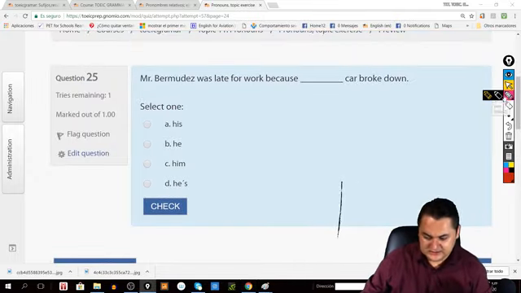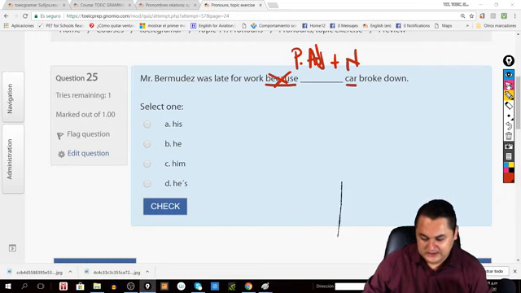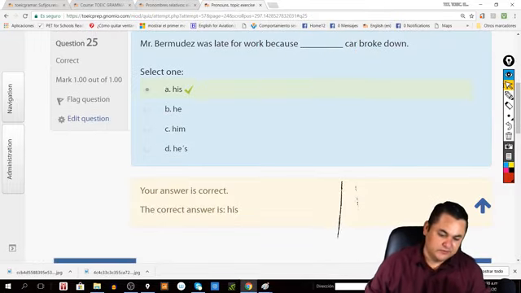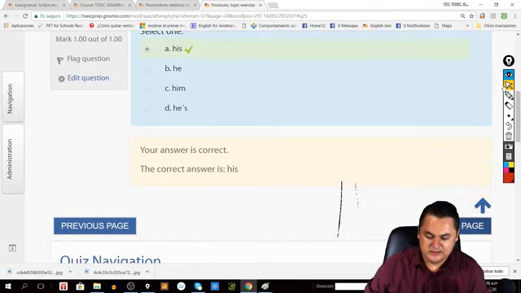In this exercise, we have because, which is a linker. There's nothing we can do with the linker in this topic. Car is a noun, so we're going to look for a possessive adjective. And the possessive adjective is option A. Mr. Bermudez was late for work because his car broke down.